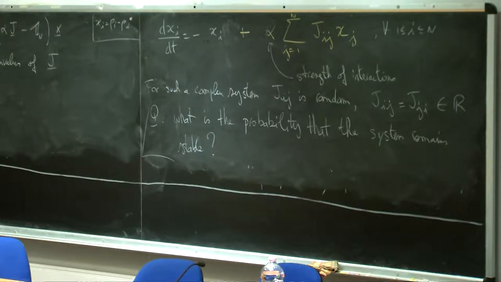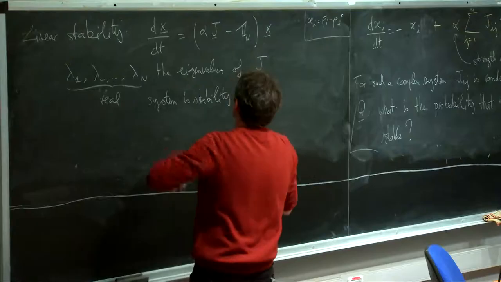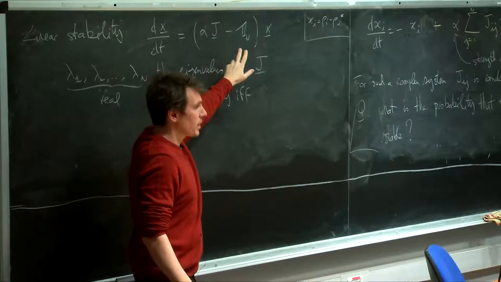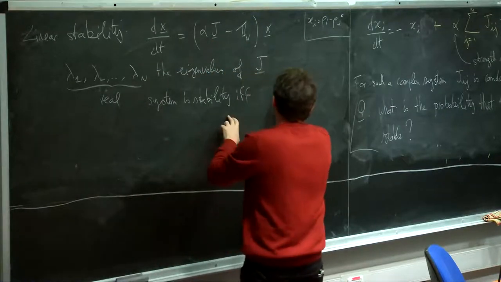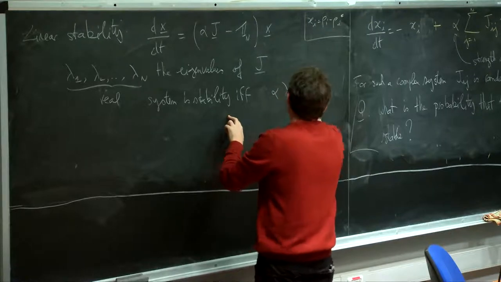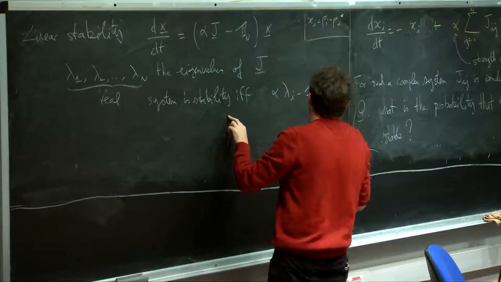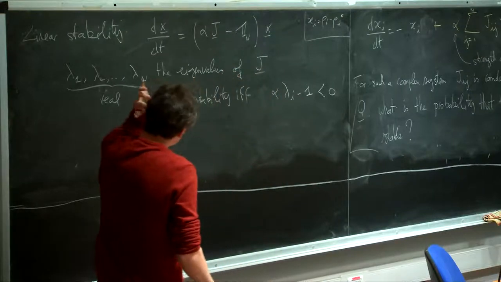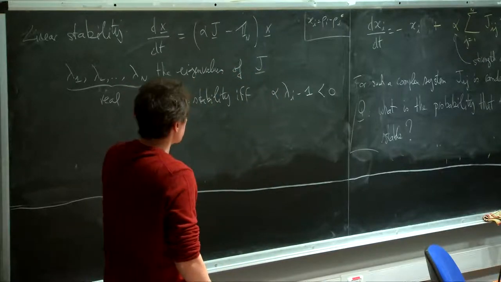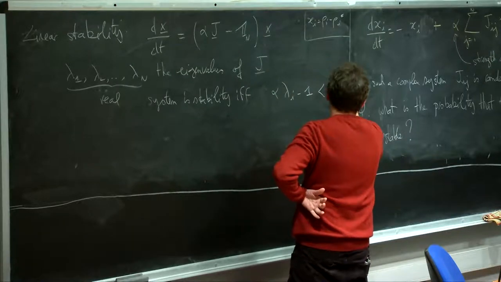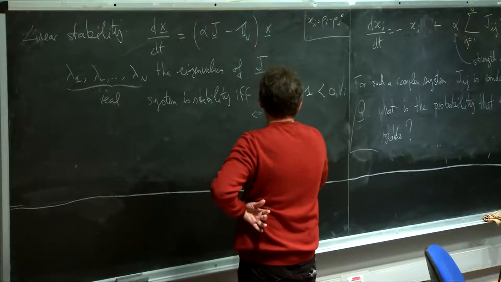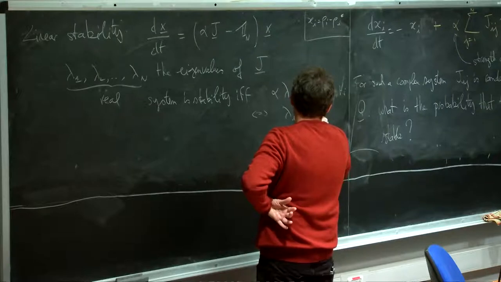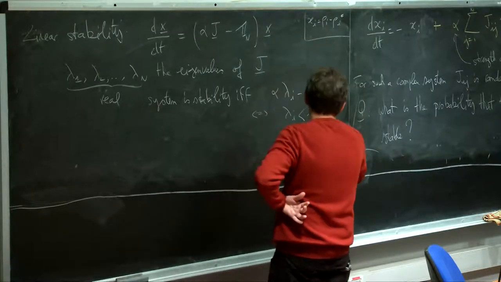So now, what does the stability criterion read? It's pretty simple. The system is stable if and only if the eigenvalues of this matrix are all negative. That means alpha lambda_i minus 1 is strictly negative, and this has to be true for all i. This is such that lambda_i is smaller than 1 over alpha for all i.